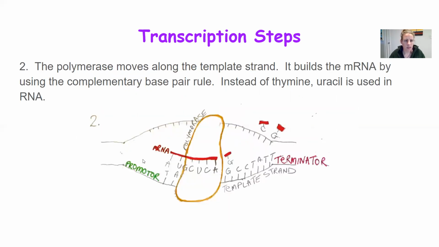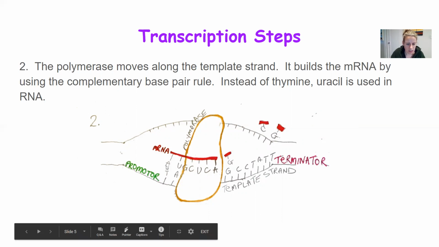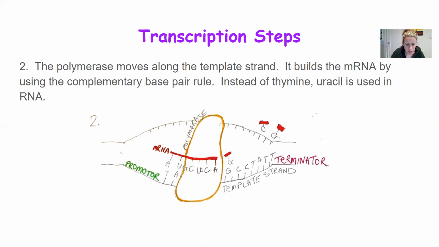Second step, the polymerase, the enzyme, moves along the template strand, which is the strand here at the bottom. It will start to build the mRNA strand by using the complementary base pair rule. But instead of thymine, it will use uracil. So if we have a look at the mRNA strand here, these bases are complementary to these bases on the template, but instead of T, we use U. These nucleotides, these bases, are just floating around in the nucleus all the time.